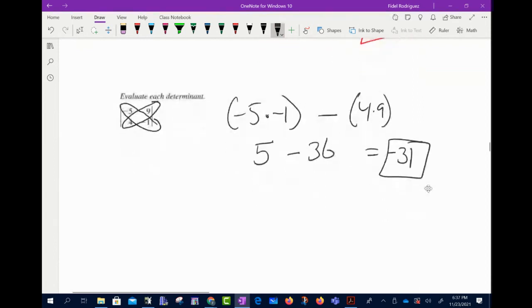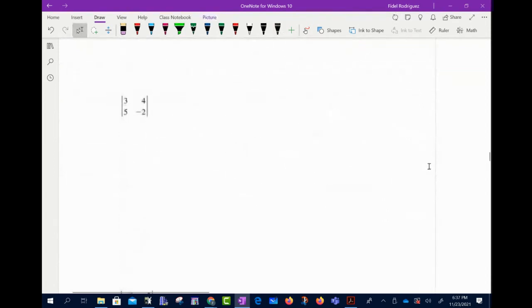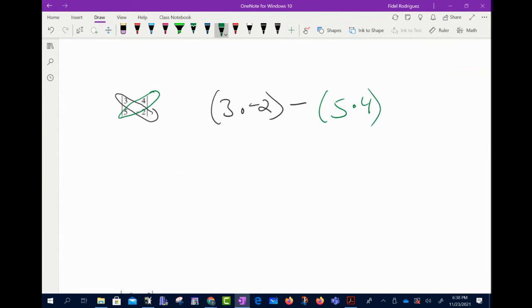All right. Okay, so I got another 2 by 2 system, and I'm going to find, again, the determinant of this matrix. So I'm going to multiply these right here. So we're going to go 3 times negative 2 minus, it's always minus, y'all, these diagonals, 5 times 4. So 3 times negative 2 is a negative 6 minus 5 times 4 is 20. This is a minus 26.